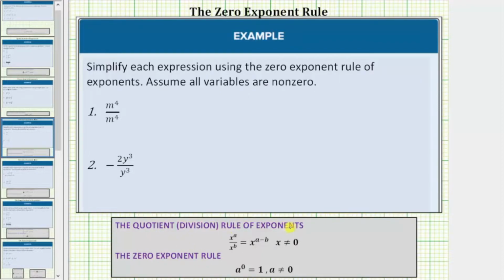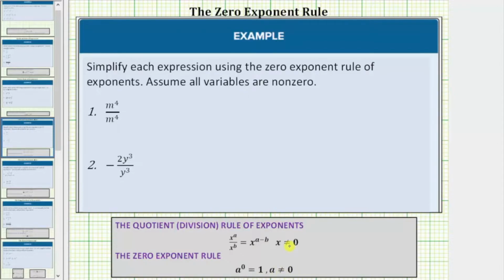The quotient rule of exponents states x raised to the power of a divided by x raised to the power of b equals x raised to the power of a minus b, which means when dividing and the bases are the same, we subtract the exponents. And the zero exponent rule is a raised to the power of 0 equals 1, again as long as a doesn't equal 0.